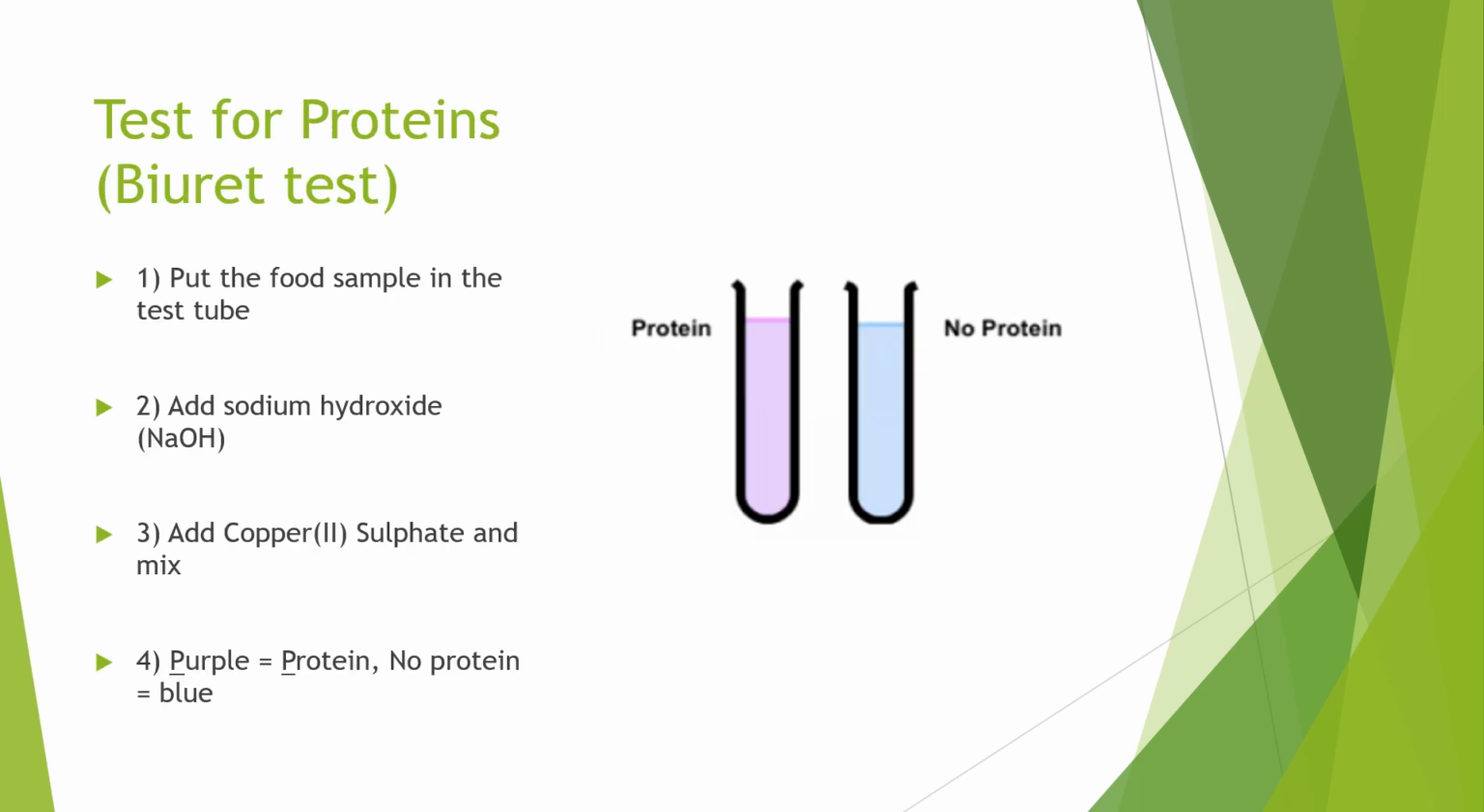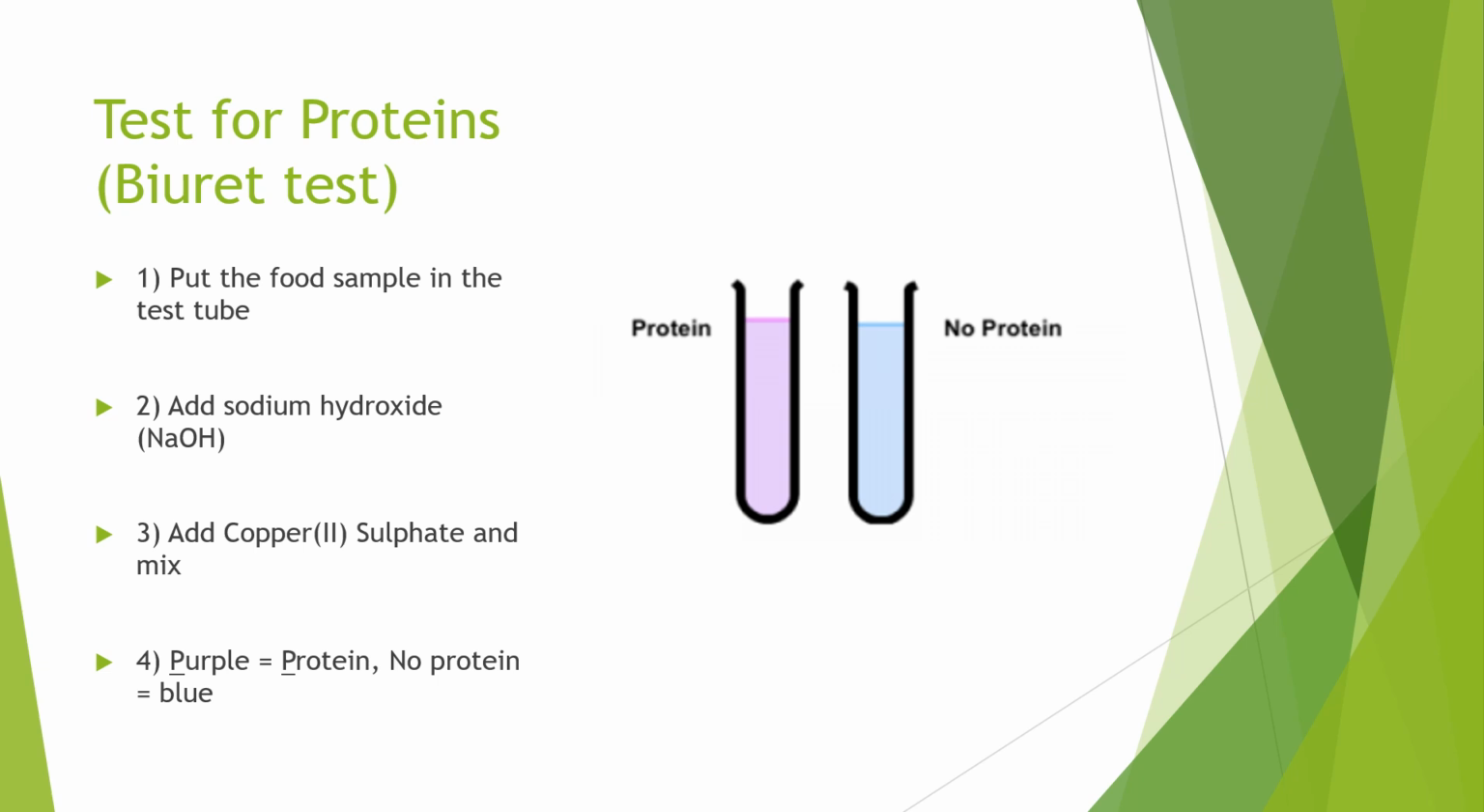The final section of this video will be the test for proteins, or the Biuret test. There are 4 steps to this test, and it allows us to test for the presence of protein within food samples. So the first step is to put the food sample into the test tube. We will then add in sodium hydroxide, NaOH, and mix thoroughly. Following that, we will then add copper 2 sulfate, a few drops of this, and mix again.